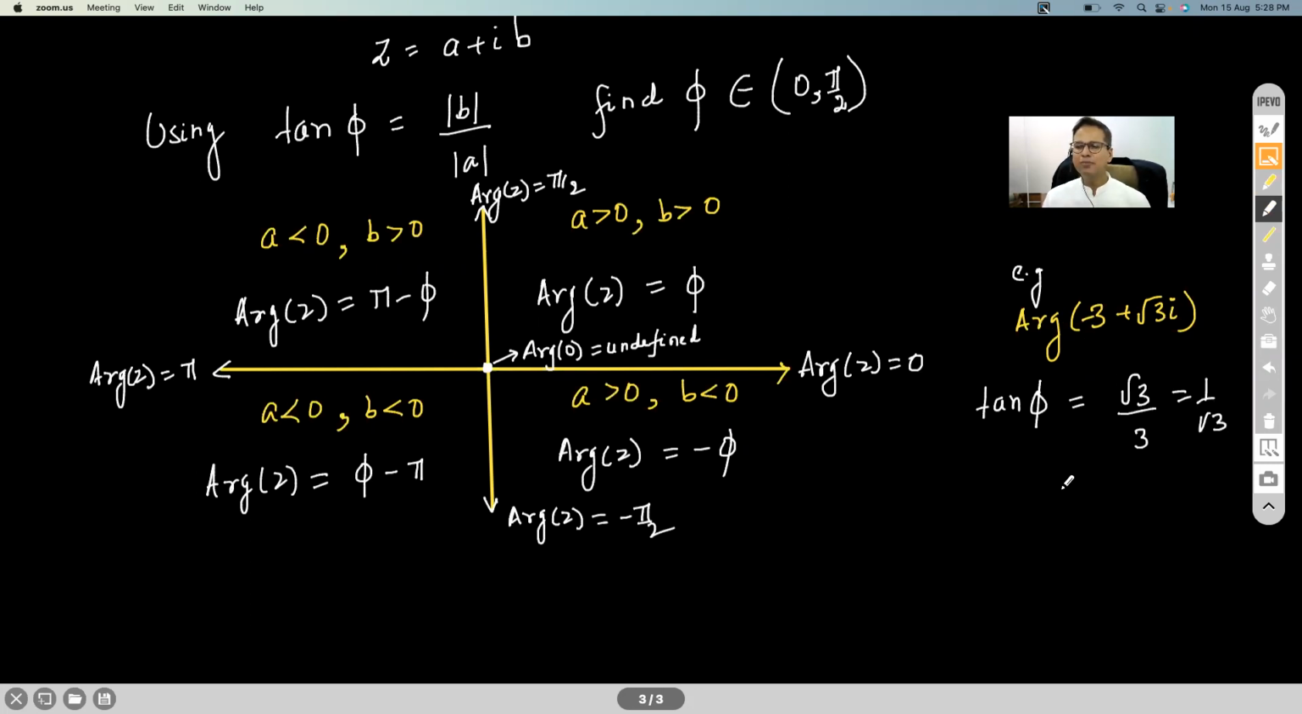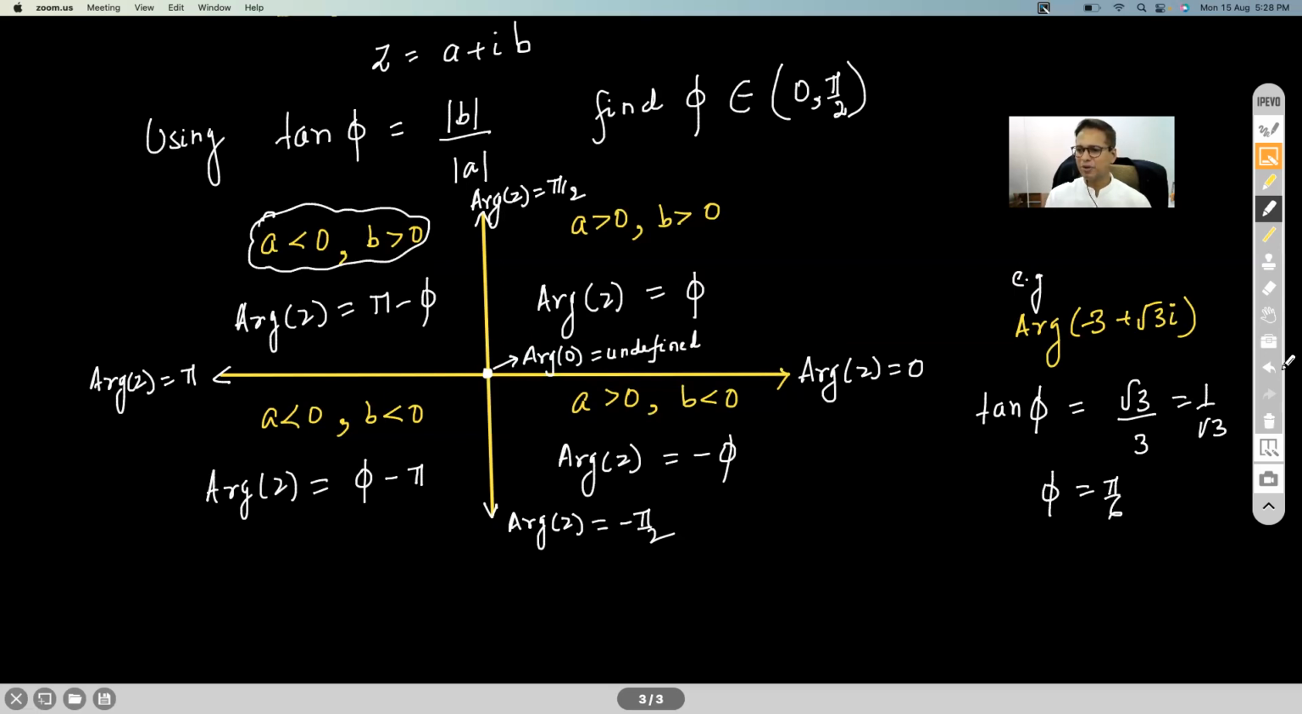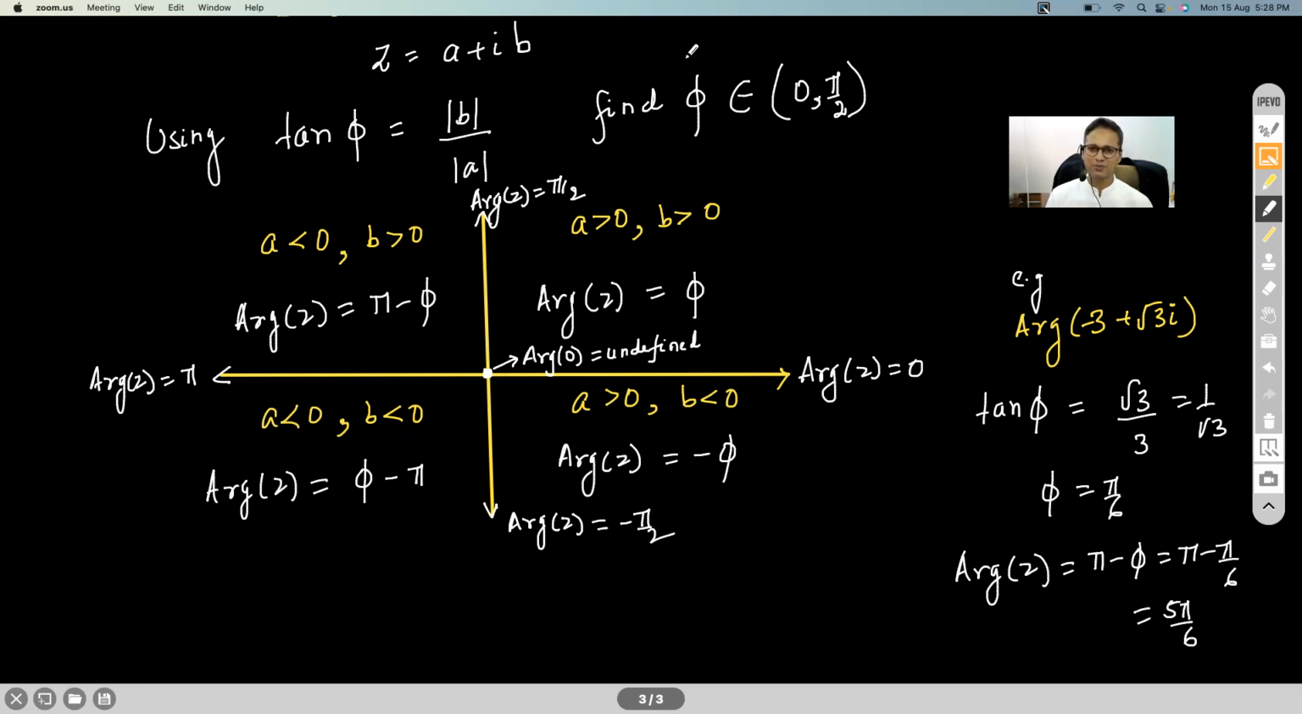So tell me an angle between 0 to pi by 2 for which tan phi gives you 1 by root 3. I'm sure everybody knows the answer, pi by 6. But now, this is the a negative, b positive case, which means you'll fall in this category. So your argument in that case would become pi minus phi, which is nothing but pi minus pi by 6. So the answer to this question is 5 pi by 6. Is it fine? Any questions?